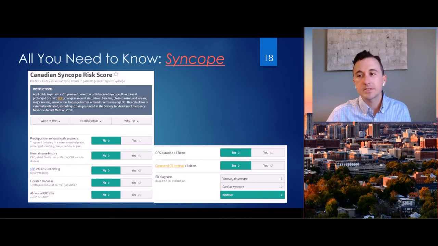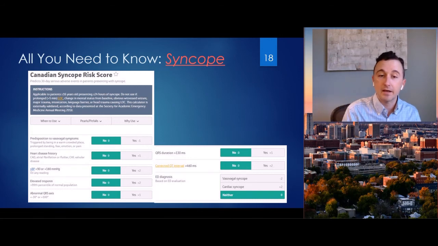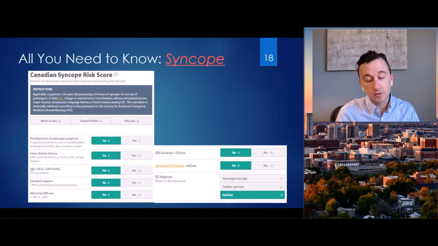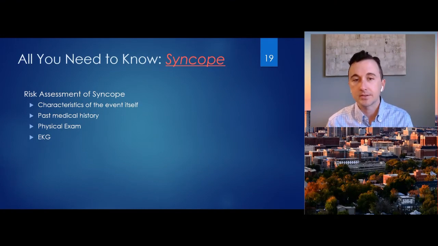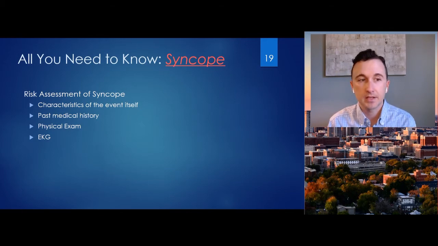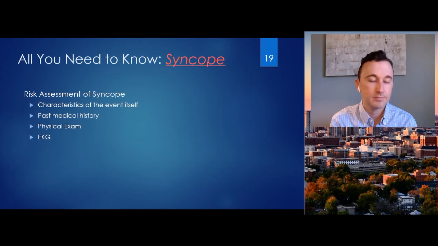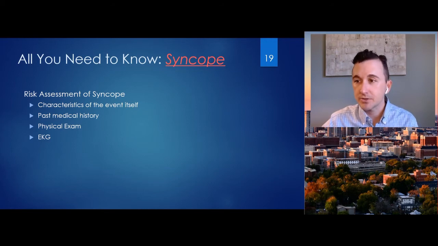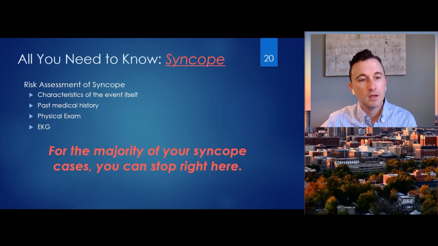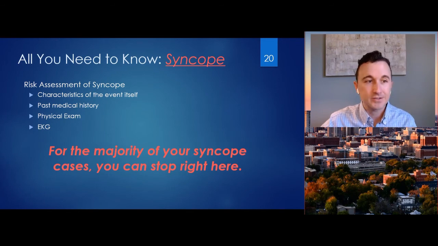Okay. Now, this is a great tool, and there's some great literature behind how this tool is validated, but I want to dig in a little bit deeper into the things that go into determining the score. All right, when it comes to assessing the risk of syncope, there are 4 domains that you need to consider. 1, the characteristics of the event itself. 2, the past medical history. 3, the physical exam. And 4, an EKG. Okay, so other than the EKG, as you can see, risk assessment really is all about the history and physical. Okay. And for the majority of your syncope cases, you can stop right here.